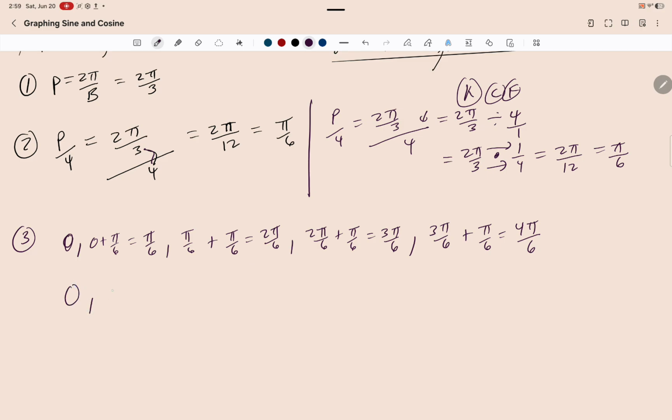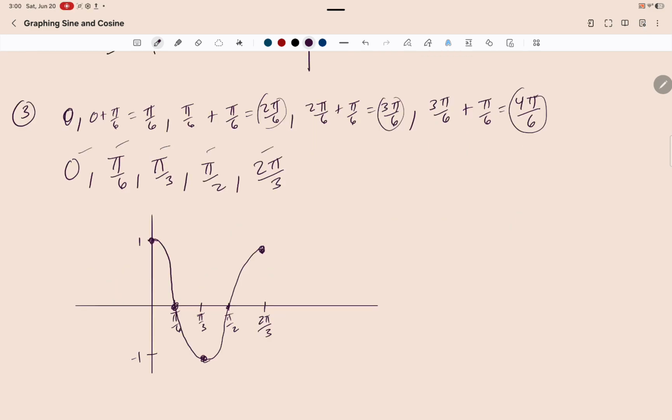And then here's where I do the simplification. So I get 0, pi over 6, 2 pi over 6. 2 goes into 6 3 times, so that's pi over 3. Then for 3 pi over 6, 3 goes into 6 twice, so it's pi over 2. Then finally, we're going to get 2 pi over 3. And remember, if we did the third step correctly, we should have 5 numbers: 1, 2, 3, 4, 5. Cool. And this is what we're going to label our x-axis.